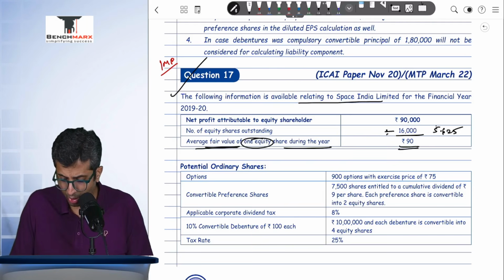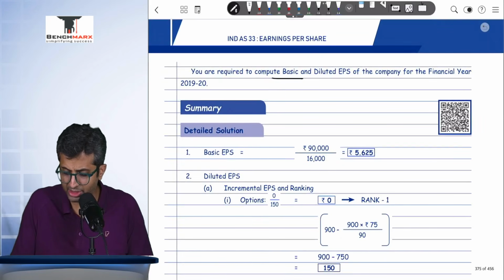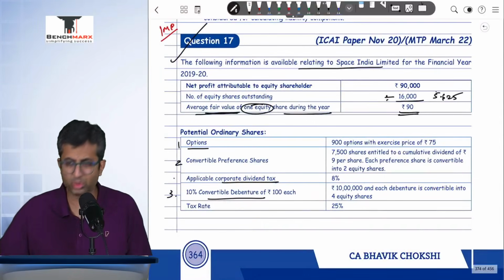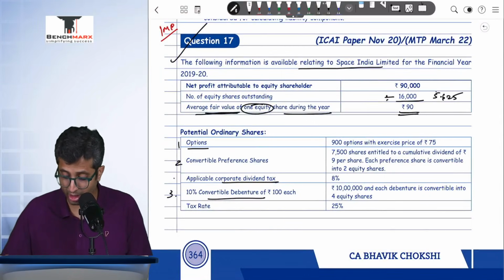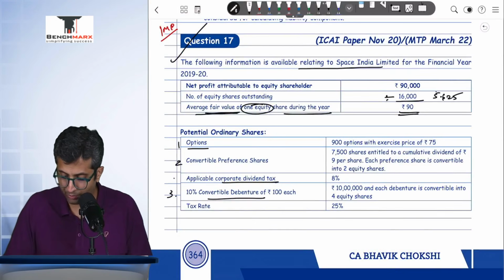Potential equity shares: there are options, convertible preference shares, applicable corporate dividend tax, convertible debentures, and then the tax rate. What are you supposed to do? Find the basic as well as the diluted EPS for the year 1920. Basic you have found is 5.625, but when I look at diluted, I will have to calculate the incremental EPS. Now for options, there is nothing in the numerator, but in the denominator you will have to take incremental shares.